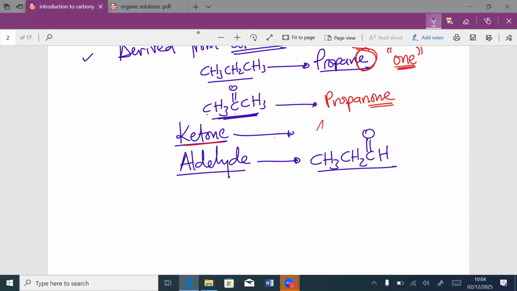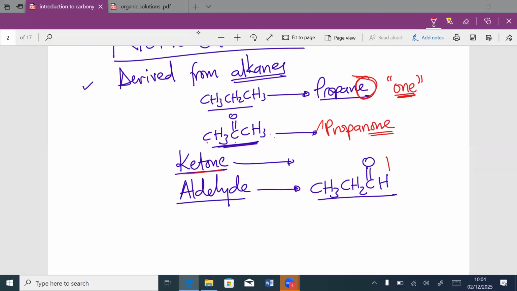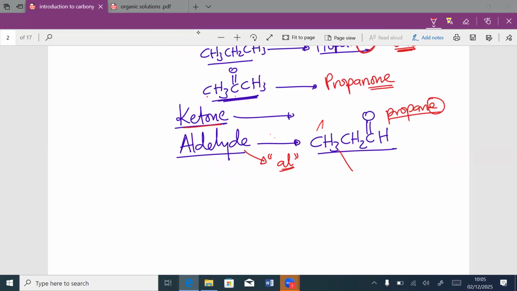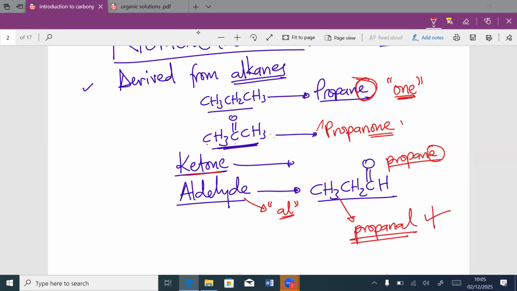One aldehyde, let's derive the name from an alkane. This one here would also still be propane. But instead of the E for aldehydes, we are going to replace it with Al. I don't know how you pronounce it. So this compound, we are going to call it propanal. So propanal shows that it is an aldehyde. Then propanone shows that it is a ketone. That is the first rule for nomenclature.